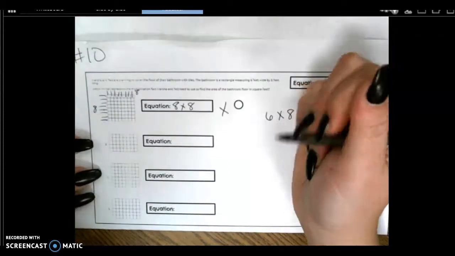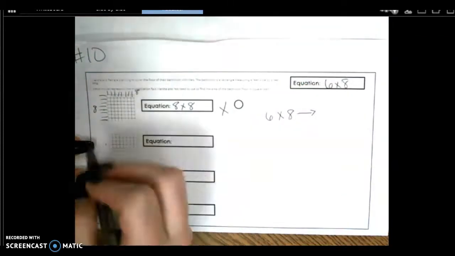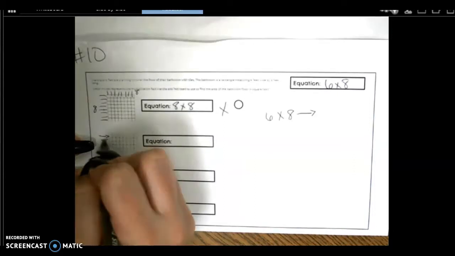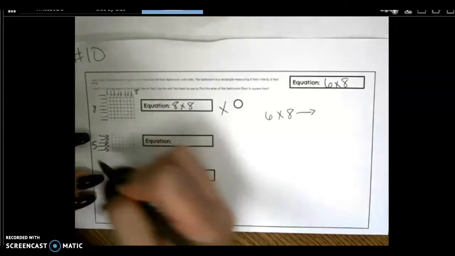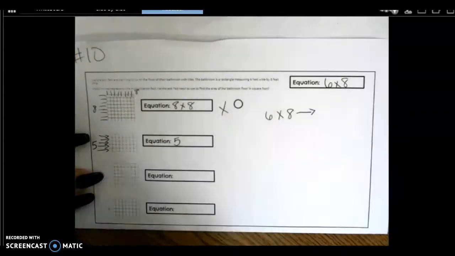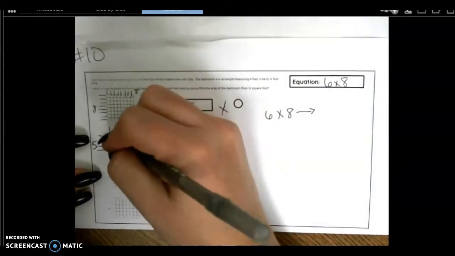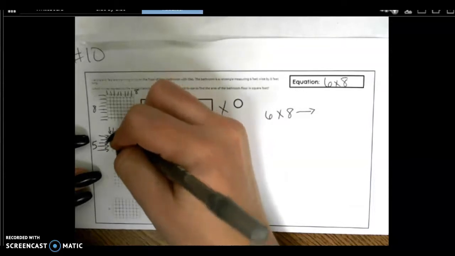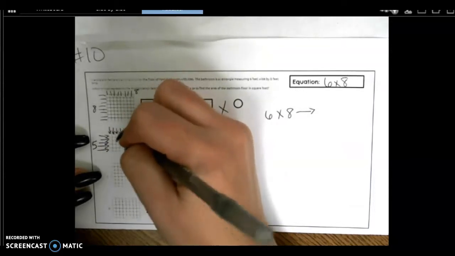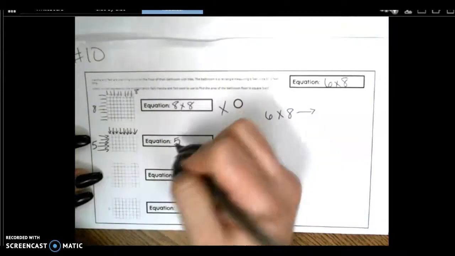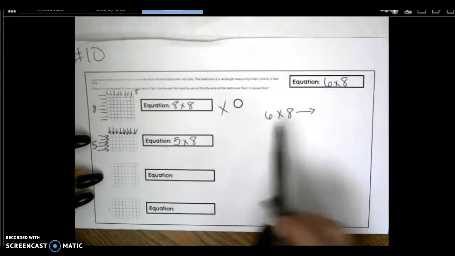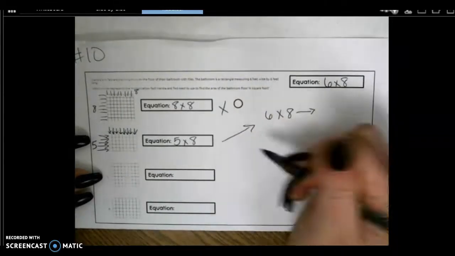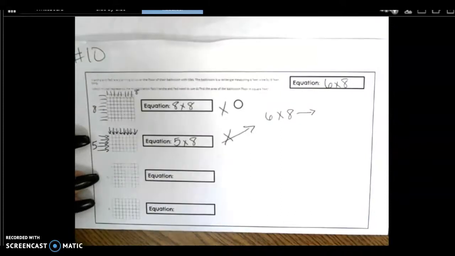Let's check B. B says we have how many rows? 1, 2, 3, 4, 5. So we know the first factor in our equation is 5. How many columns do we have? Well, let's count them. 1, 2, 3, 4, 5, 6, 7, 8. So we know the second number in our equation is 8. Is 5 times 8 equivalent to 6 times 8? No, so we know that B can't be the answer.